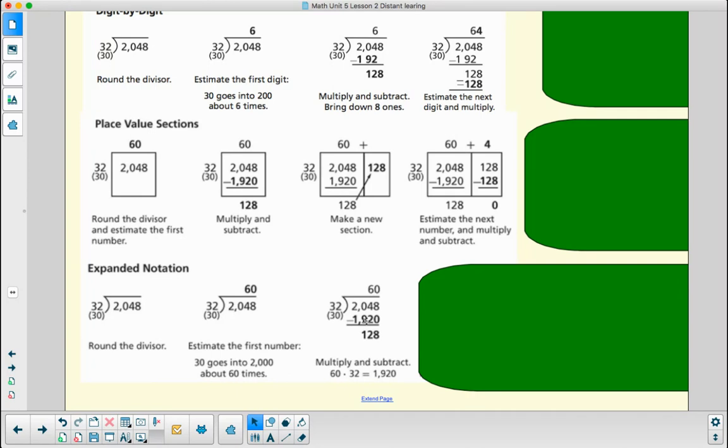60 multiplied by 32 is 1,920. Subtract, and we get 128. That's a key thing. Make sure when you multiply 60, you multiply by 32, not by your estimated 30. That's why I really don't write it. I just keep it in my head.